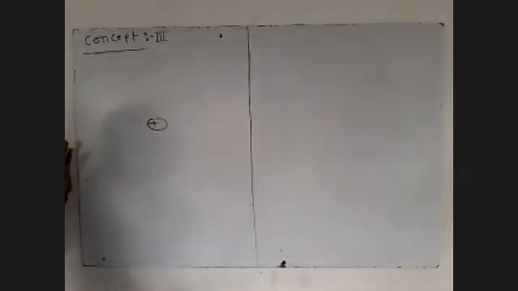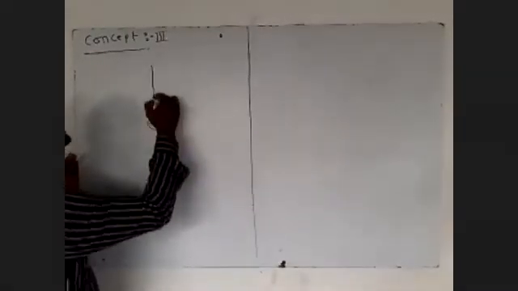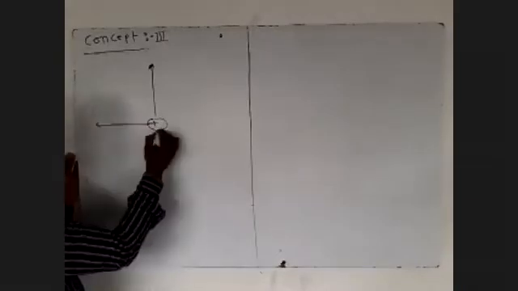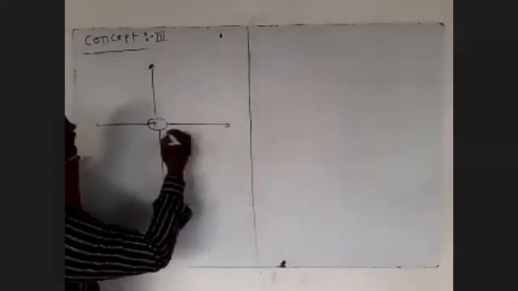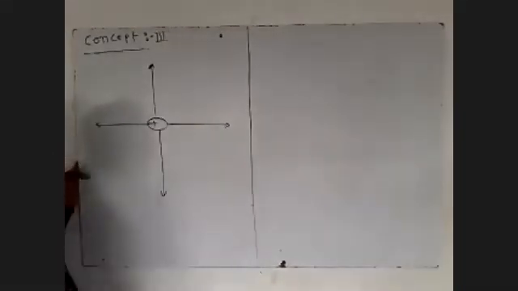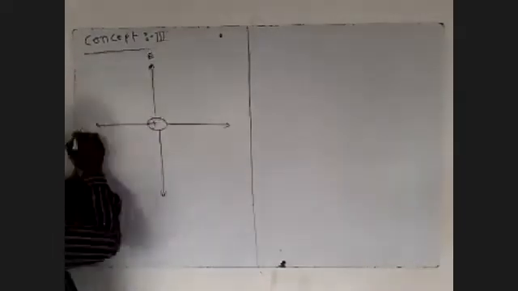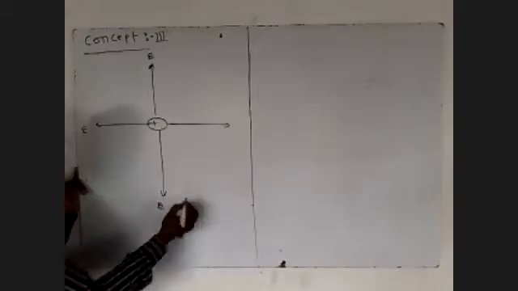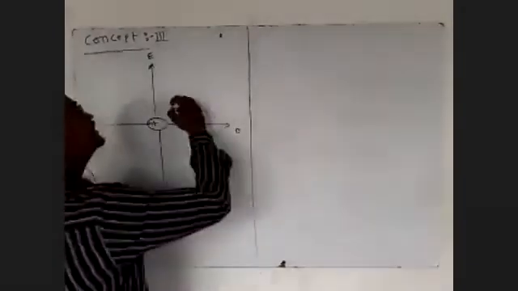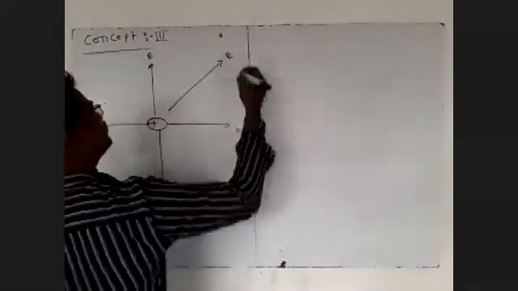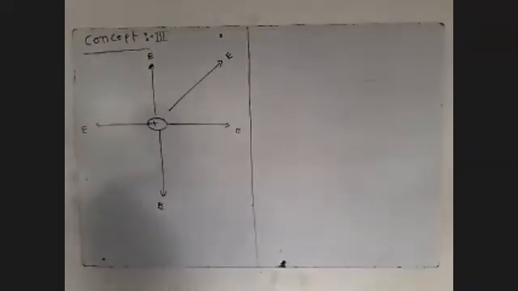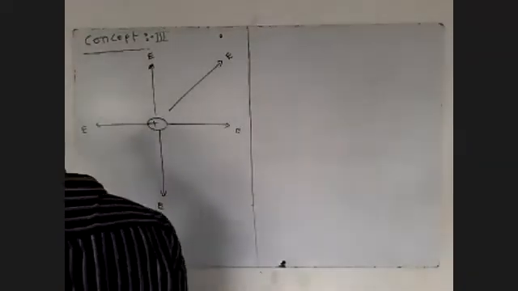So the direction of the electric field is away from the charge. This is a positive charge point. This is the direction of the electric field, away from the charge.